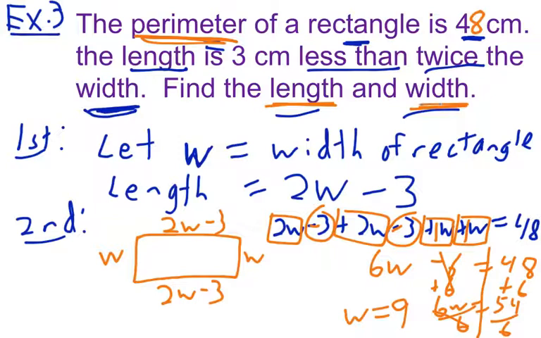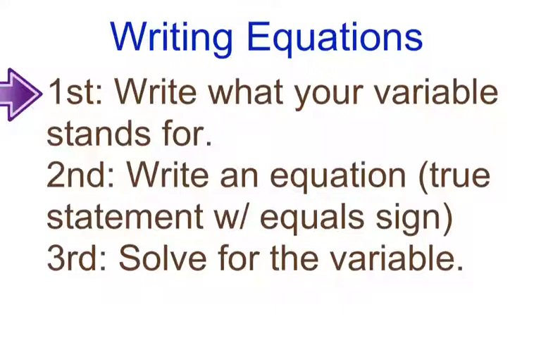Well, we know W stands for the width, so I can plug in a 9 back here for the width. And then the length is 2 times 9 minus 3. So I just plugged in the 9 for W. So 2 times 9 is 18. 18 minus 3 is 15. Alright, so we solved example 3. Now you know all 3 steps.